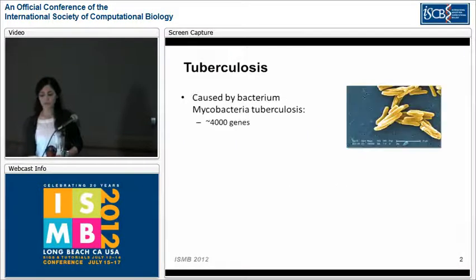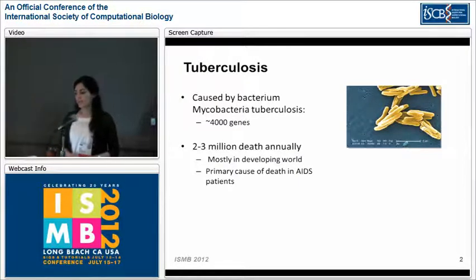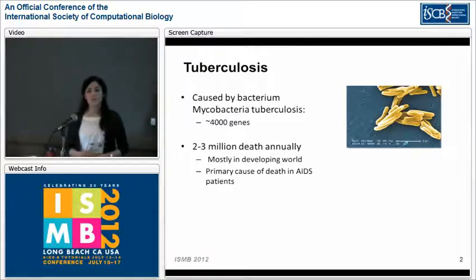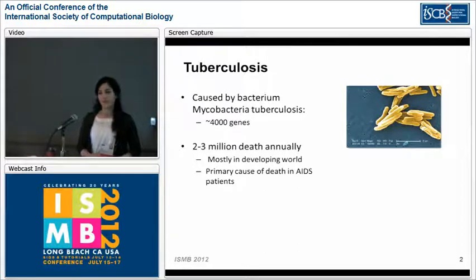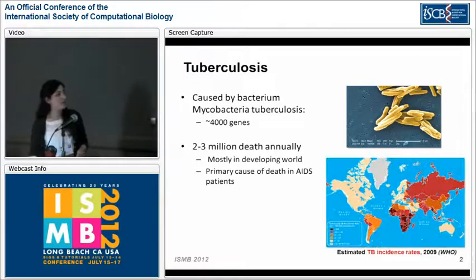So just to bring everyone onto the same page, tuberculosis, which is caused by Mycobacterium tuberculosis with a genome size around 4,000 genes, kills between 2 to 3 million people per year, and it's mostly happening in the developing world, but it's also the primary cause of death in AIDS patients.